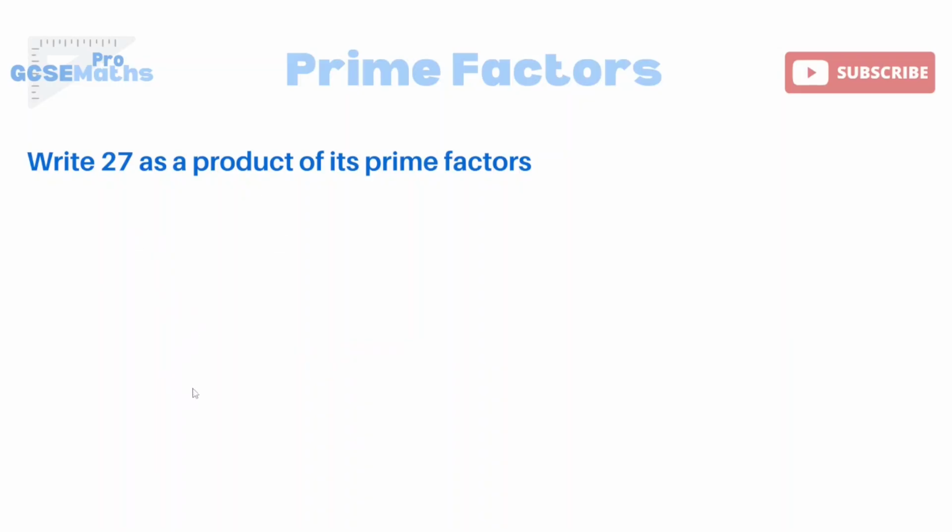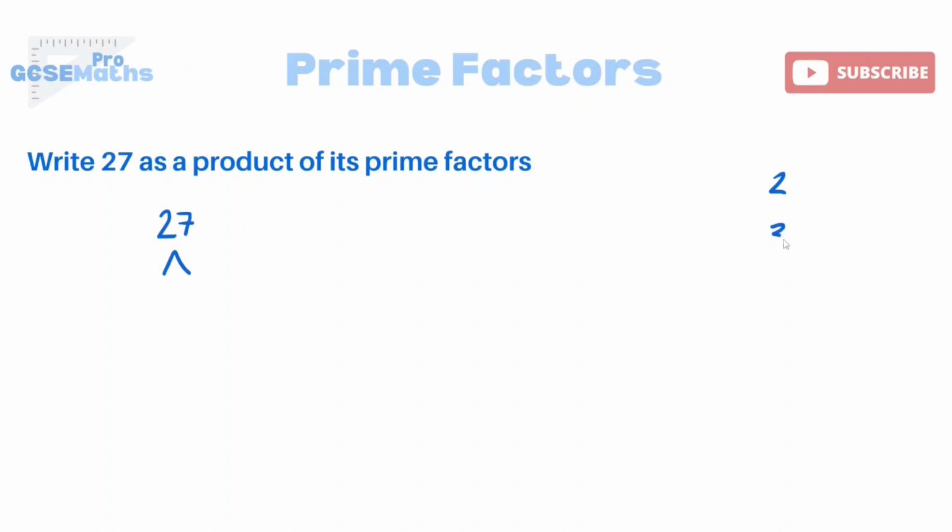So it says write 27 as a product of its prime factors. So I like to do this as a prime factor tree, so I'll put 27 or whatever the number is at the top, and then we'll split it into 2. Now, there are 2 ways to do this. Either you just write down any 2 factors of 27 that you can think of immediately, and then break those down. I prefer to just go with prime factors.